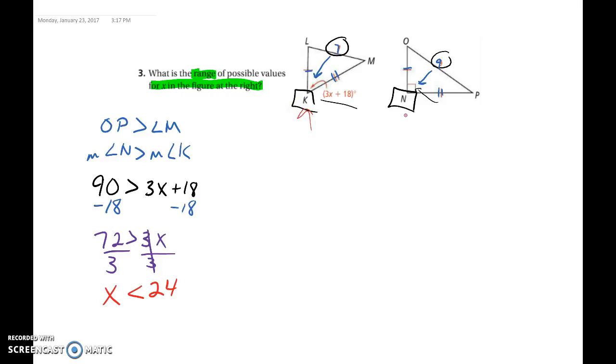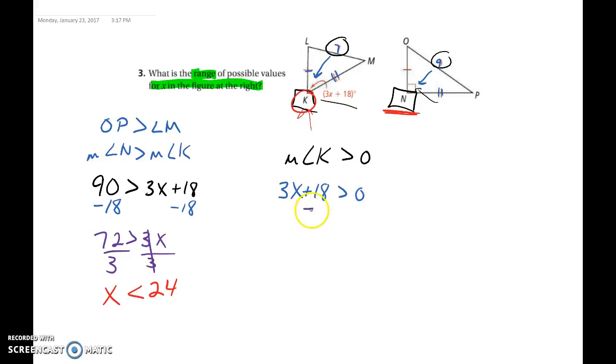But that's not all the range that we have here, because angle K not only has to be less than angle N, but angle K can't be 0 or less than 0, or else angle K is not an angle. So we need to set another constraint, meaning that the measure of angle K must be greater than 0 degrees. If it's less than or equal to 0, then it's not an angle. So 3x plus 18 also has to be greater than 0.